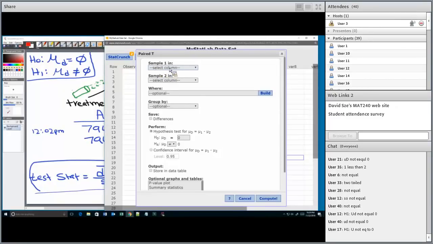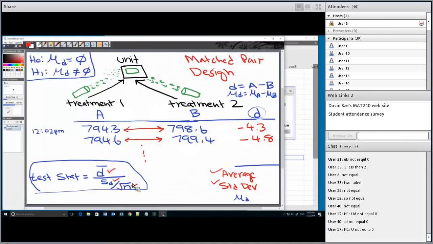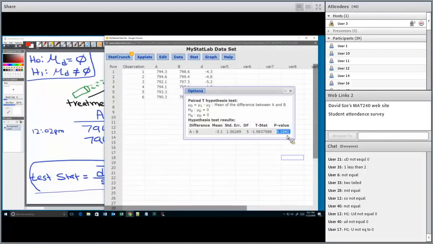My first sample is A, second sample is B, and take a look at this. Mu D under the null hypothesis equals 0, just like this. Under the alternative, it's not equal to 0, just like this. And that's all you have to do. You just hit compute and you get your test statistic, and again you get your p-value. The test statistic is calculated using this equation here, and you get your associated p-value.